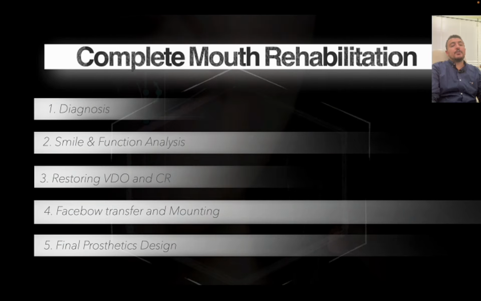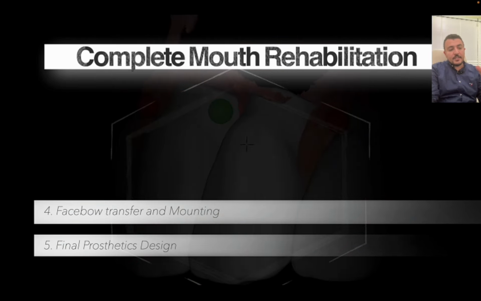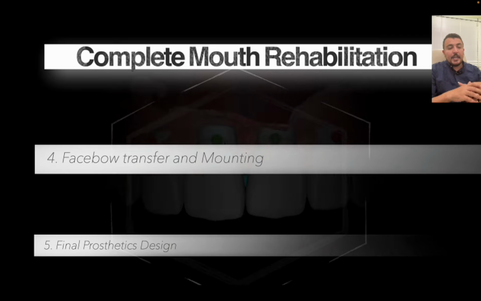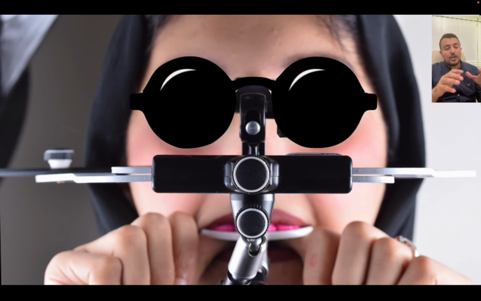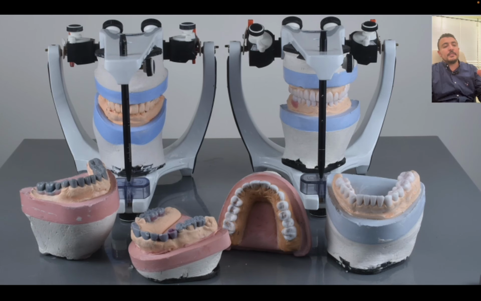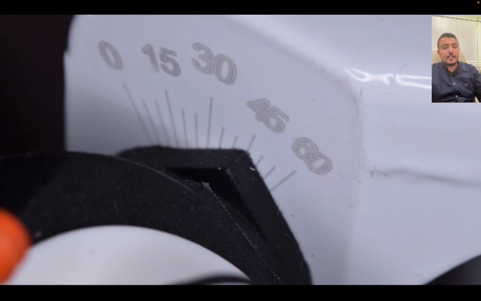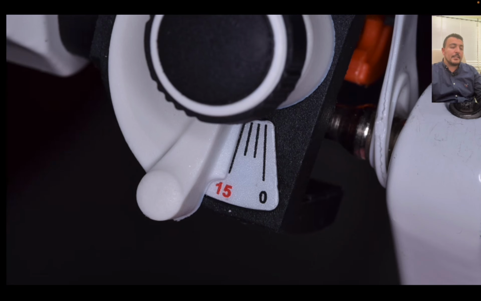And now moving to a very important step, which is facebow transfer and mounting. And usually the question is, do we still need these physical tools like facebow transfer and then mounting on a semi-adjustable articulator, adjusting the angles and doing wax-up or diagnostic wax-up, and then adjusting the condylar inclination and Bennett inclination? The answer is, in most cases, we do not need any physical tools.